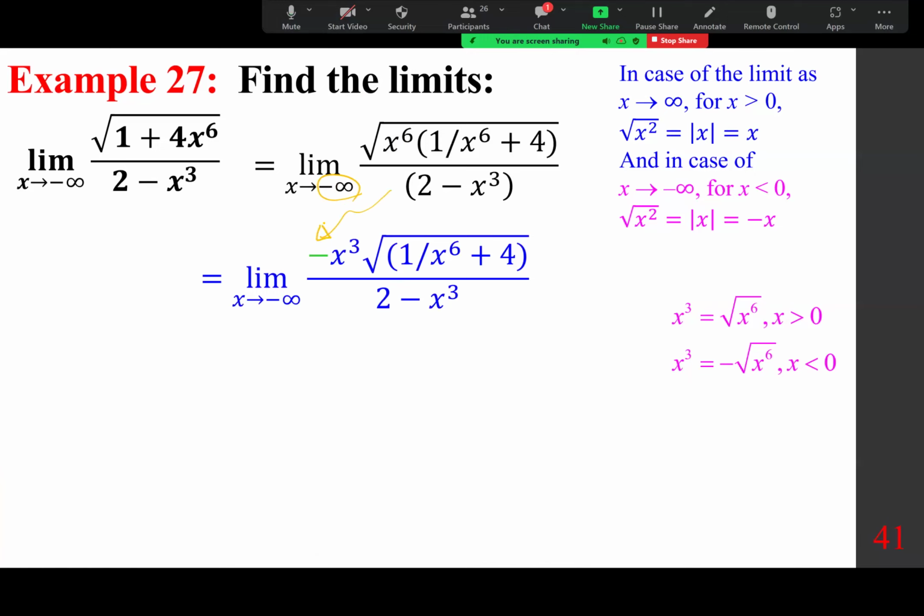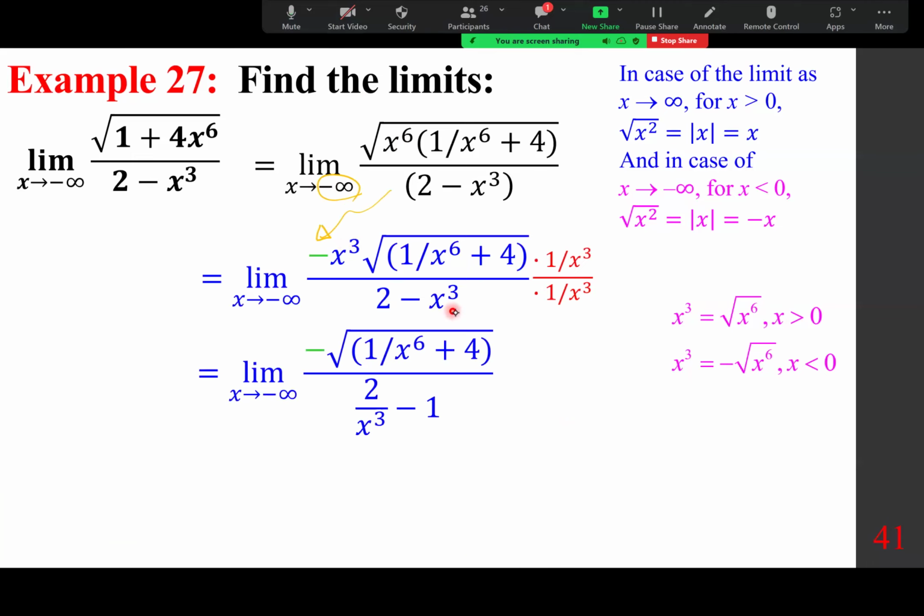Now, we can divide everything by x cubed. So if I divide the top and the bottom by x cubed, what happens is that this goes away. This becomes 2 over x cubed. This becomes minus 1. This is 2 over x cubed. This is minus 1. And now x is approaching negative infinity.